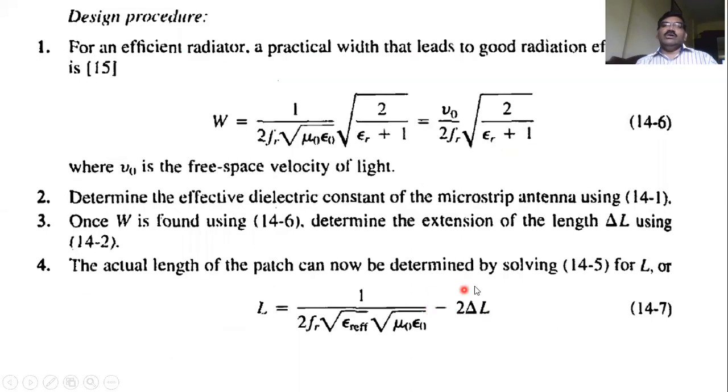Now we will go for a design procedure. If you want to design a particular antenna, how will we design? This is the design procedure. In these 4 steps, you can design a rectangular antenna. Very first, you have to calculate W, that is the width, where V0 is the free space velocity. So W equals 1 upon 2 fr, where fr is the frequency of resonance. You should know at which frequency you have to design an antenna. Under root of mu 0 epsilon 0, these constant values we are aware of, into under root 2 upon epsilon r plus 1.